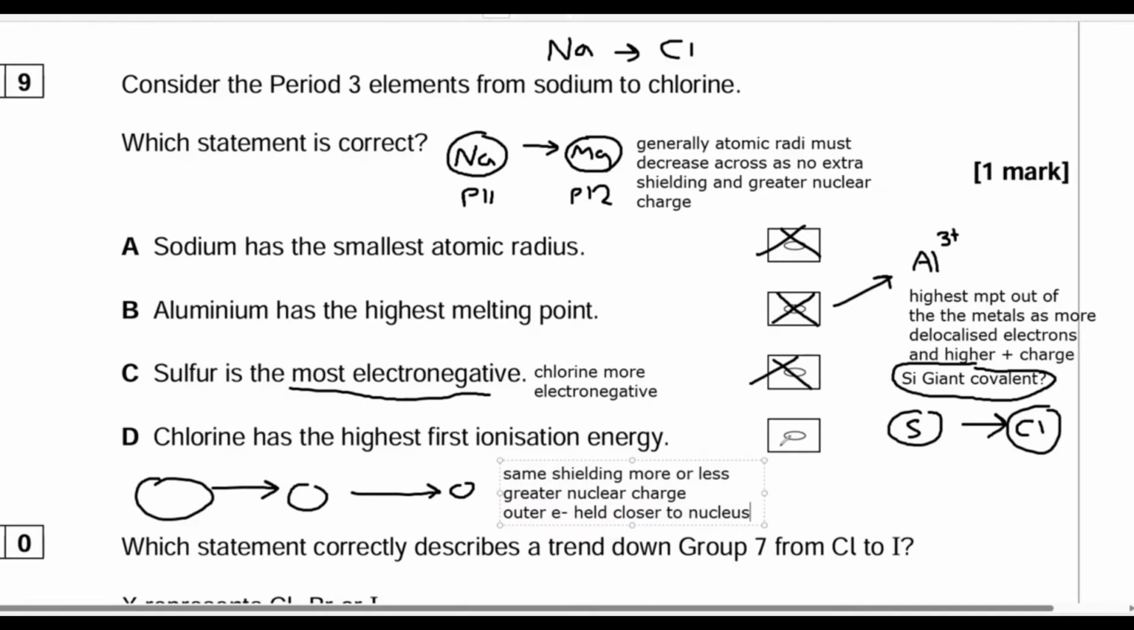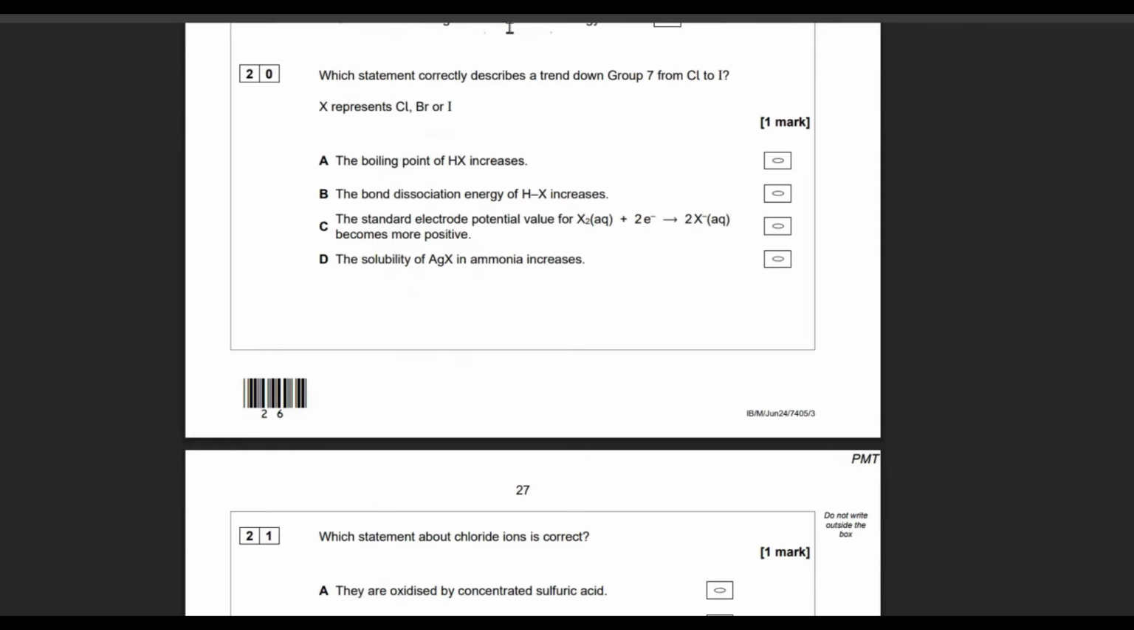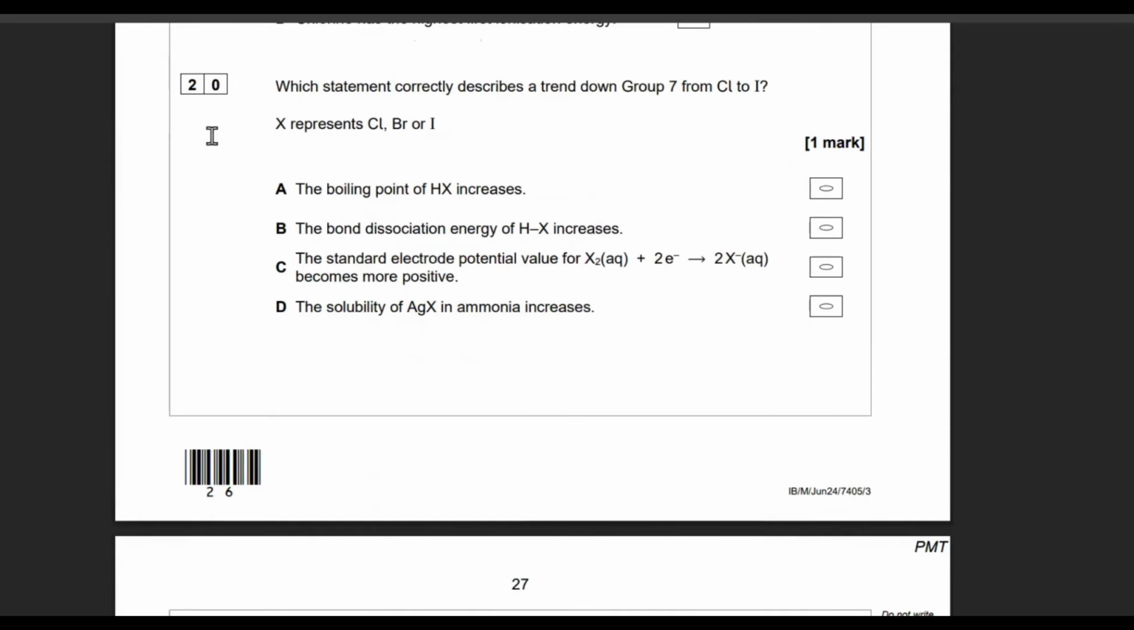Aluminium is not as high a melting point as a giant covalent, which is silicon. Of course, aluminium would have a higher melting point than the other covalent substances, so the group 6 and 7 substances, because they're just simple covalent. All right, guys. Right, we're going on to question 20 here. Which statement correctly describes a trend down group 7 from Cl to I?